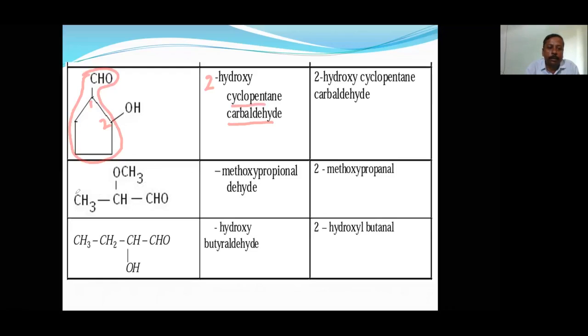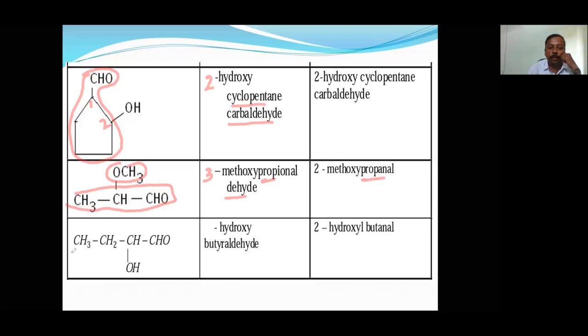Same way here it is a functional group. This is the main chain and this is a substituent. Okay, so it will be 3-methoxypropionaldehyde. In the common name it is propionaldehyde. In the IUPAC name it is propanal.